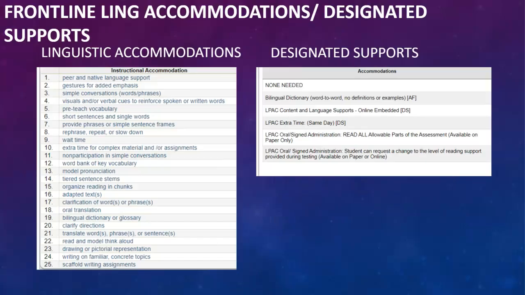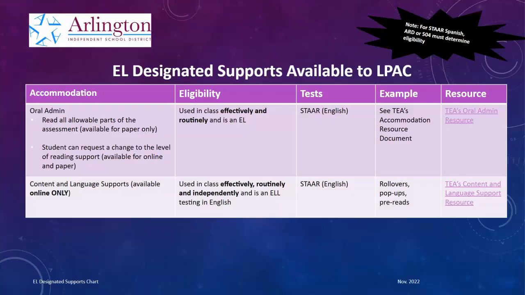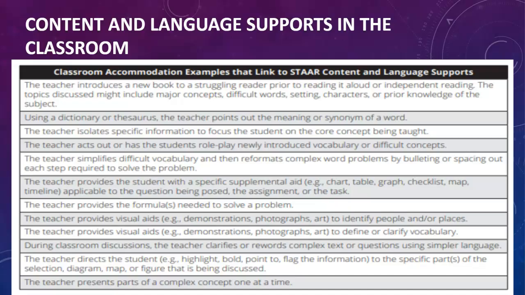When you are documenting your linguistic accommodations and designated supports in Frontline V3, this is basically the menu that you will see. So for your linguistic accommodations, you're going to get your classroom instructional day-to-day accommodations such as peer and native language support, gestures for added emphasis, visuals, and so on. Designated supports that you can assign to your students that are taking the English STAR test are oral admin and content language support. To relate content language supports in the classroom, they gave us a correlation of what a content and language support could look like in the classroom that you could transfer over to testing.